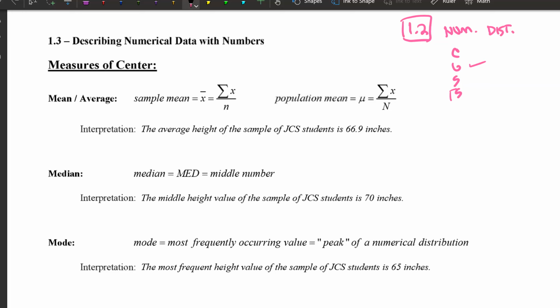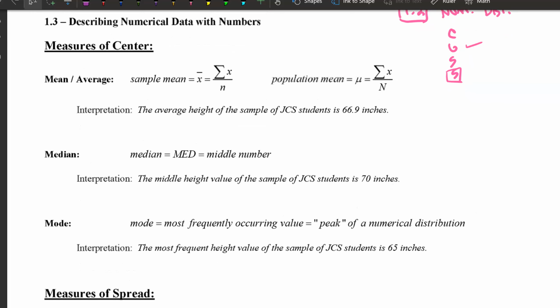Shape we've actually covered. We've covered that as much as we're going to cover that. So let's talk about some different measures of center. You guys should probably know these. We have means, medians, and modes. Mean, or average.